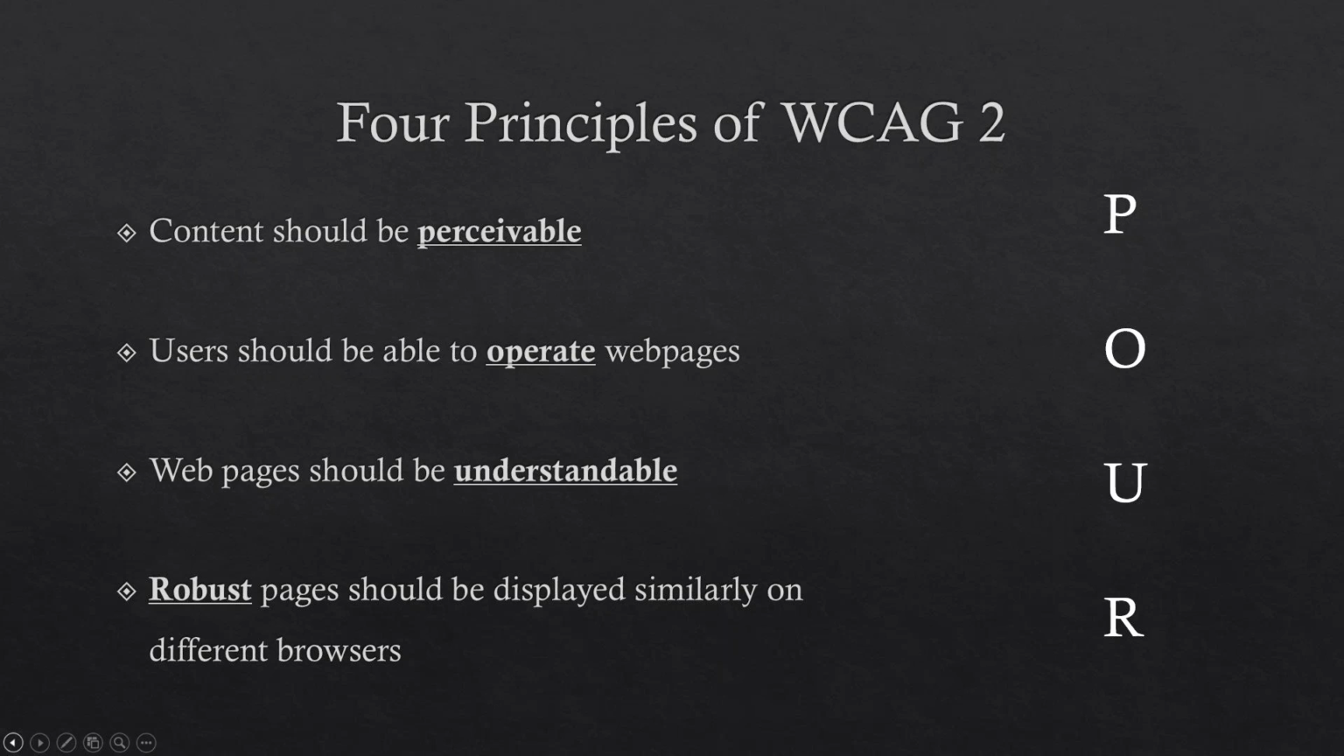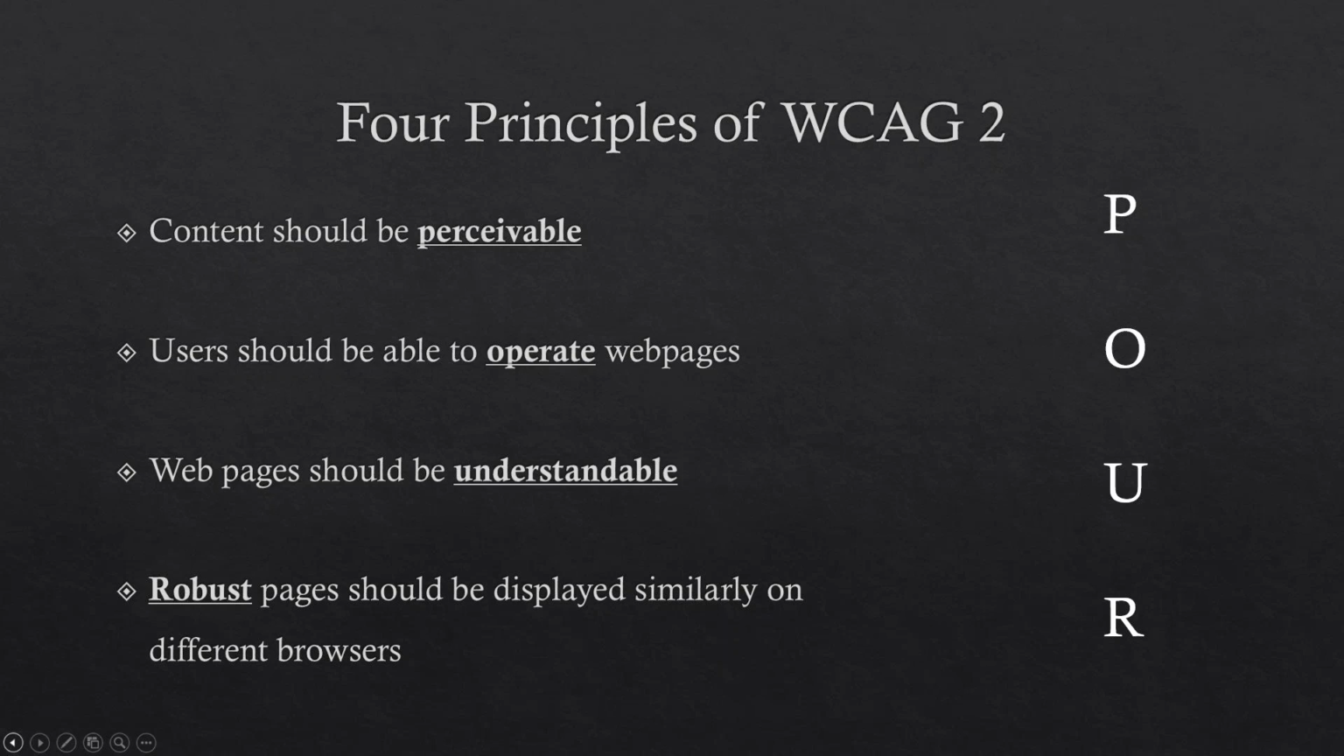O is for operate, in as much as users should be able to operate web pages with a keyboard, with voice recognition, regardless of what device they're using, they should be able to interact with web pages. U is understandable, so web pages should be understandable, and that means that when you're having forms and form errors, they should be read out in plain text. You should make sure that headings are defined sensibly, so you have short and succinct headings rather than very lengthy headings with lots of filler words and not much content or keywords.